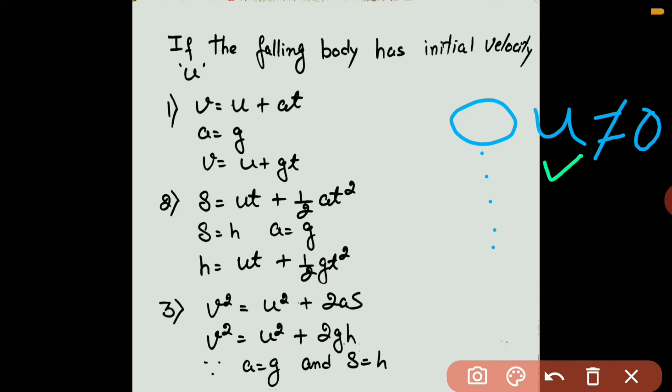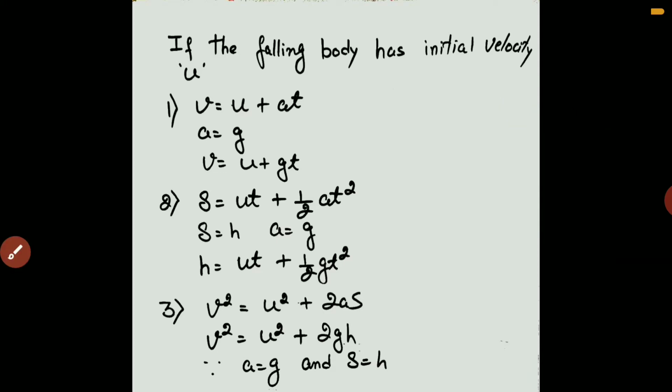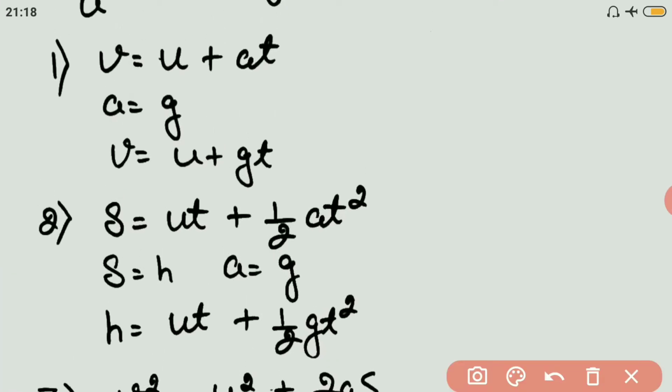When the object is falling, obviously its acceleration will be g, which is acceleration due to gravity, and let it cover a height h while falling. So under this situation, when the ball is already falling, let us see how the equations of motion take the form. If we consider the first equation of motion, which is v equals u plus at, here a equals g, so my equation becomes v equals u plus gt.